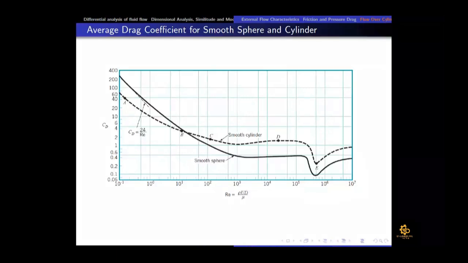Sorry? Won't the drag force increase with Reynolds number? Absolutely. Who are you? If you can tell me your name.